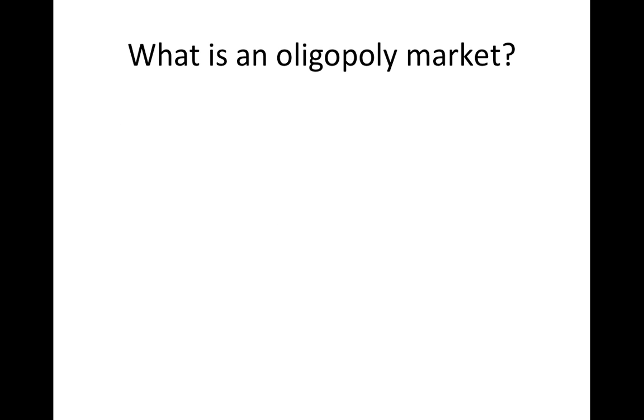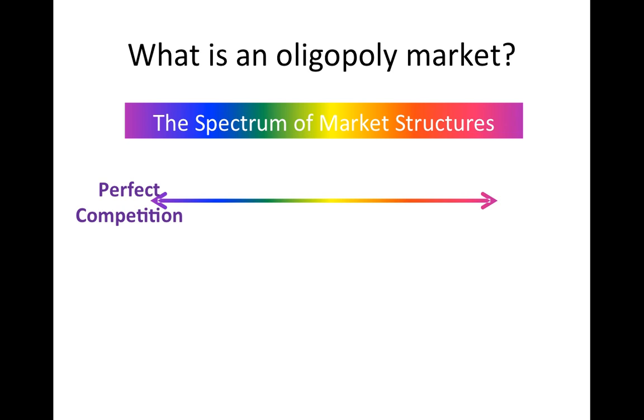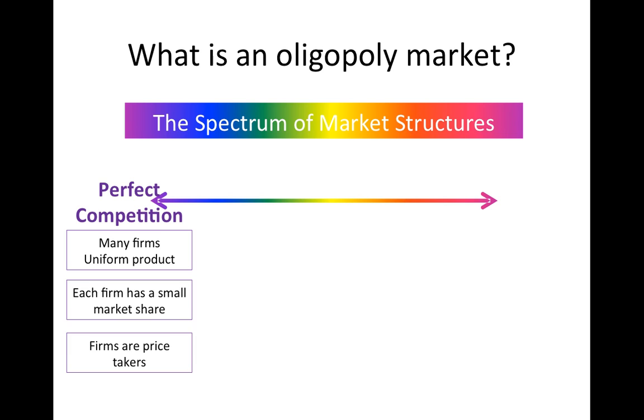So, what is an oligopoly market? To answer this question, let's consider the spectrum of market structures. At one end of the spectrum, we have perfect competition. In perfectly competitive markets, there are many firms producing a uniform product. Because each firm has a very small market share, firms are price takers.